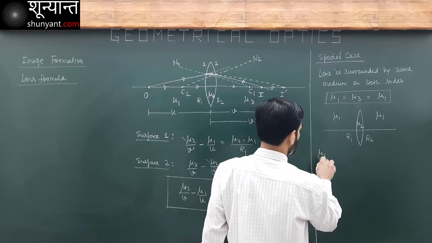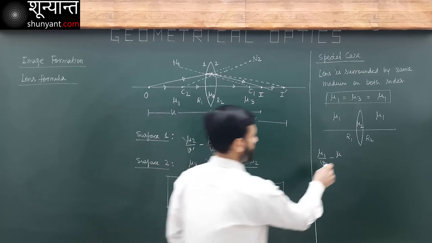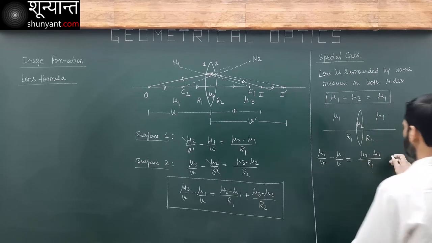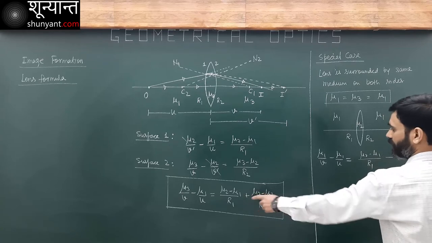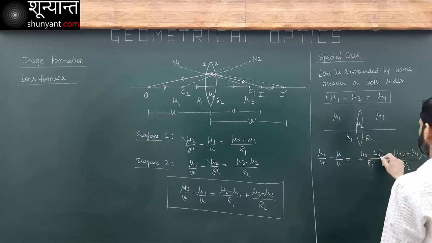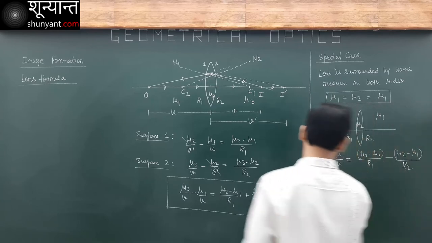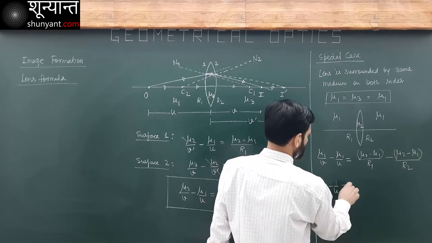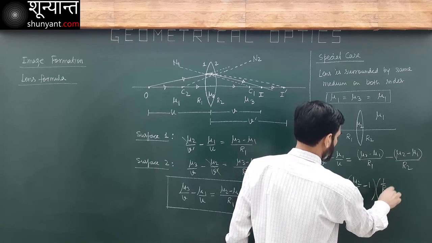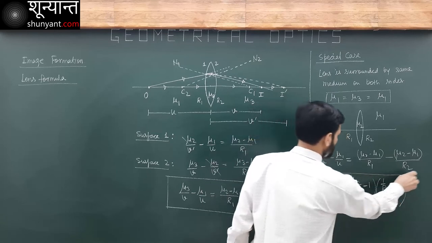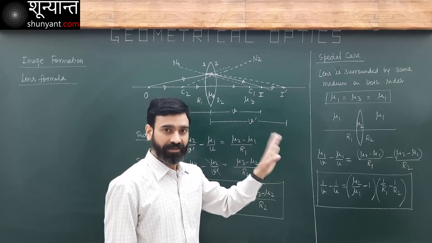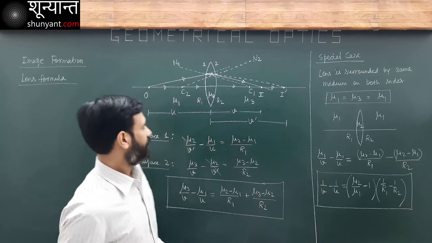Now mu 3 becomes mu 1. So I have mu 1 over v minus mu 1 over u is equal to mu 2 minus mu 1 over r1 minus mu 2 minus mu 1 over r2. I am making a little bit of adjustment here. Do you see this? Now what I have is 1 over v minus 1 over u is equal to mu 2 over mu 1 minus 1, times 1 over r1 minus 1 over r2. This is a special case when the lens is surrounded by the same medium on either side, and this is going to be the relation.